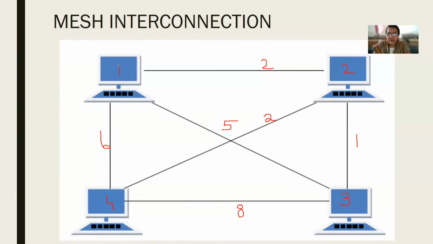Now I want to send data from node number 1 to node number 3. Which paths are there? I can send in two ways. First method: I can send from 1 to 2 and 2 to 3. What will be the total distance? 1 to 2 is 2 plus 2 to 3 is 1, so the distance is 3.